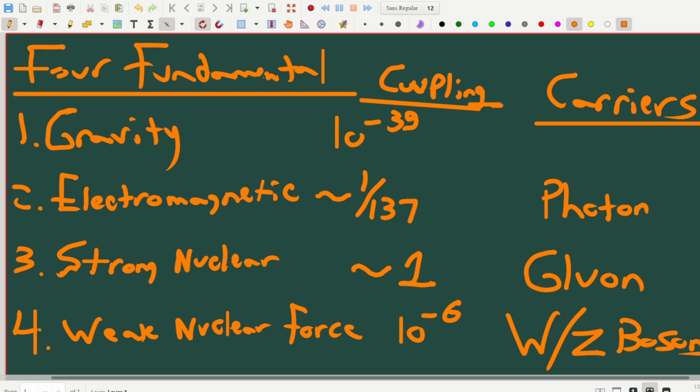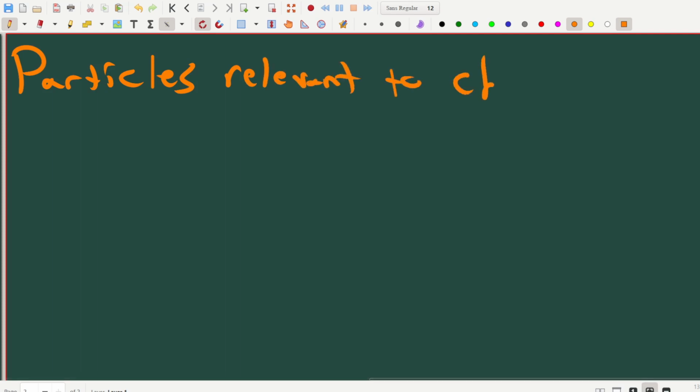Okay, so let me keep going. So those are our forces. So let's talk a little bit about the zoo of particles that we see in the universe. Okay, so let's just again very, very briefly go over the particles relevant for chemistry. All right, and our atoms only have three types of particles, right? Protons, neutrons, and electrons.